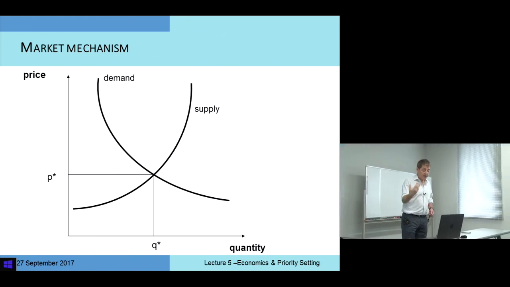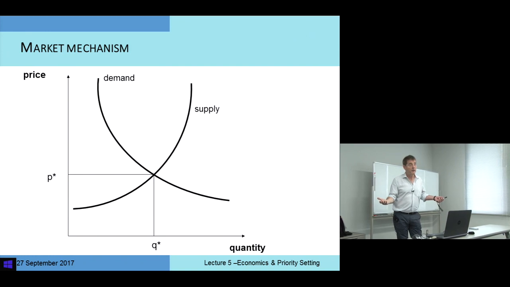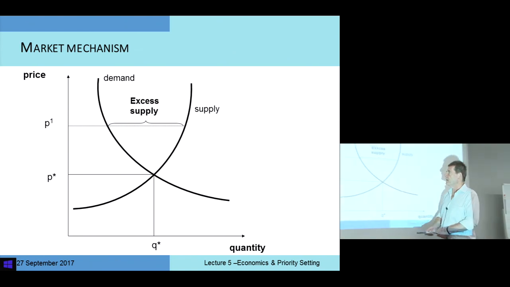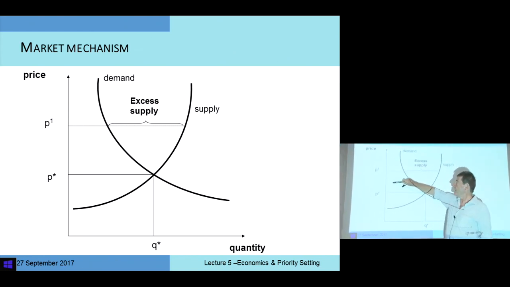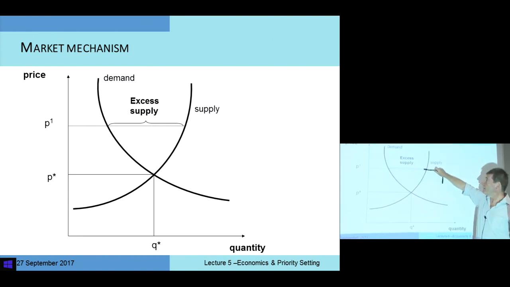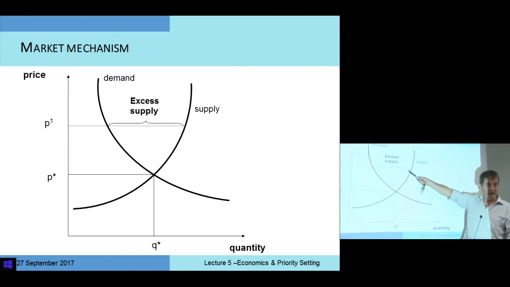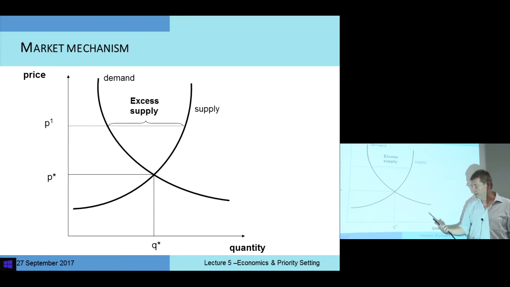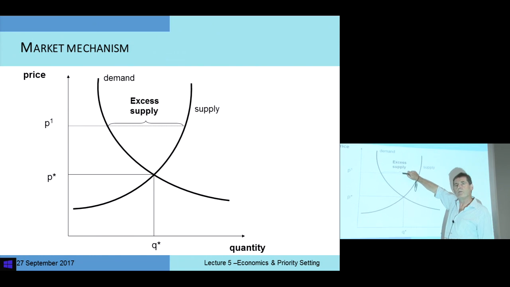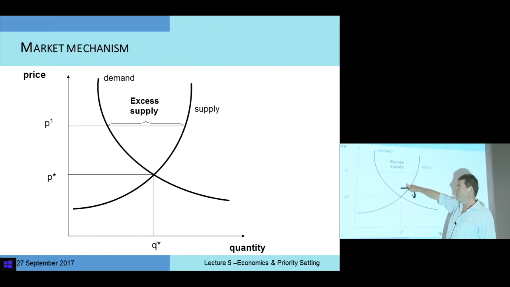If the price was P star, the quantity demanded would equal the quantity supplied. If, on the other hand, we found ourselves at price P1, in this market, the quantity demanded would be quite a lot less than the quantity that people want to supply, and so we have excess supply. This could be the bread on the shelves in the early evening. And we then expect producers might lower price, because as they lower price, demand will increase. And we begin to eliminate the excess supply.